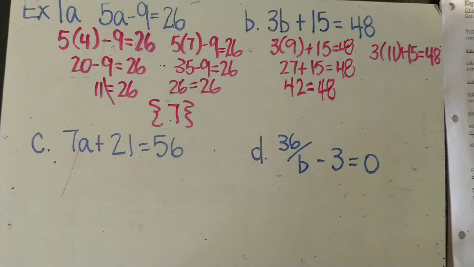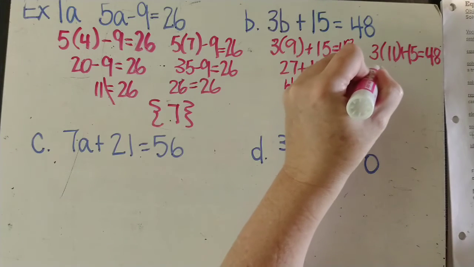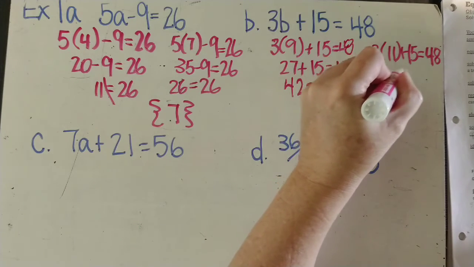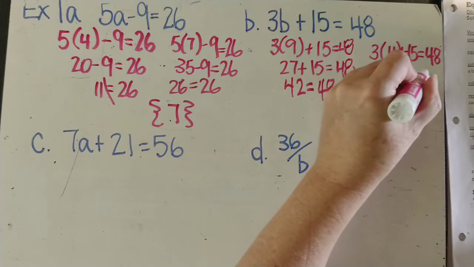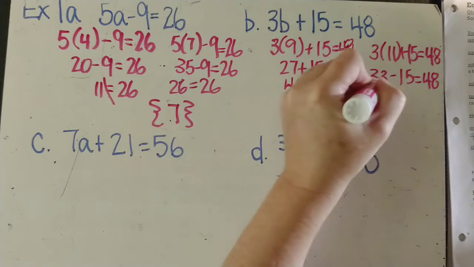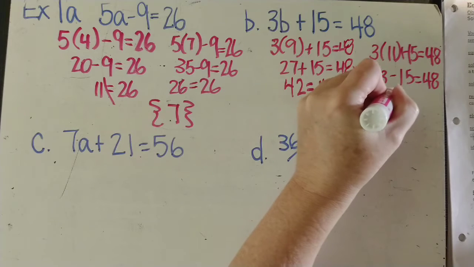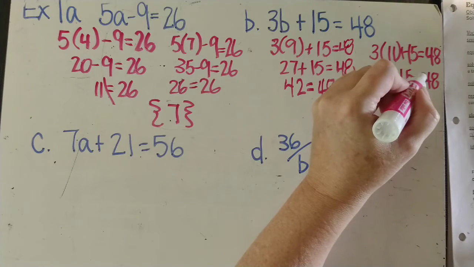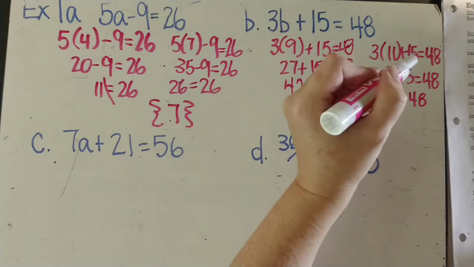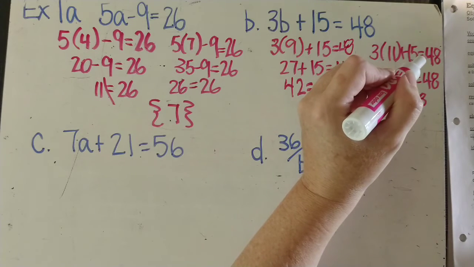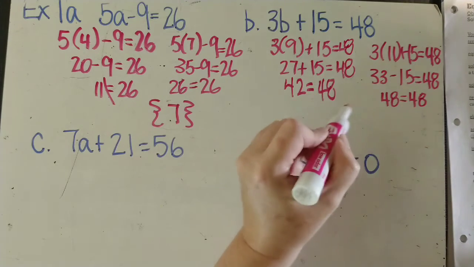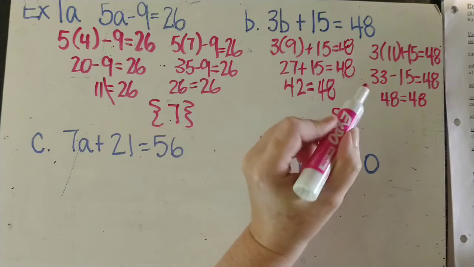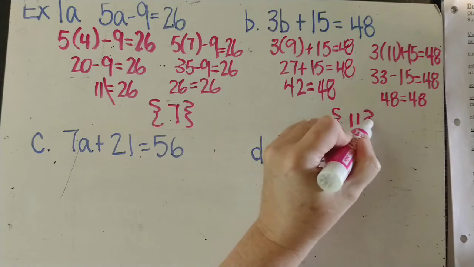So let's look at 11. 3 times 11 is 33. And we have 33 plus 15. If you put this in your calculator, it is 48. So what value did we substitute from our replacement set? Our solution set that worked was the number 11.